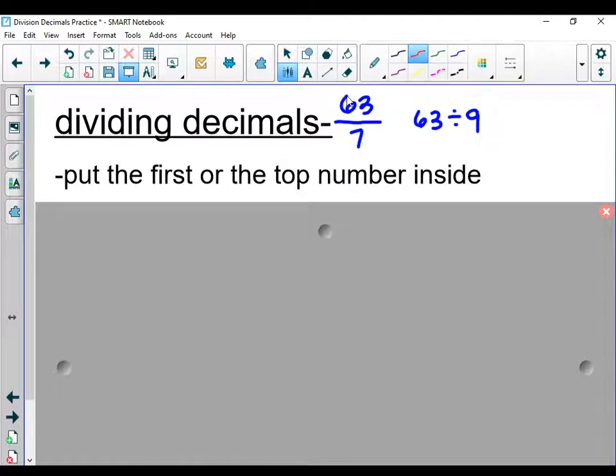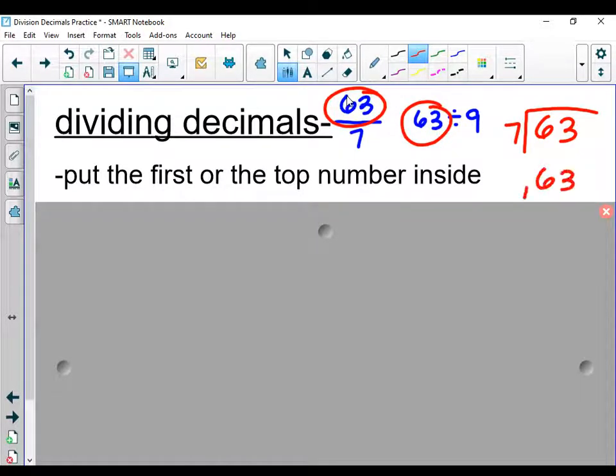So either the first number or the top number is on the inside, which means the bottom number or the last number is on the outside. Really common 7th grade mistake is having the wrong number on the inside, which is going to goof up your whole problem. So put the first or the top number on the inside.